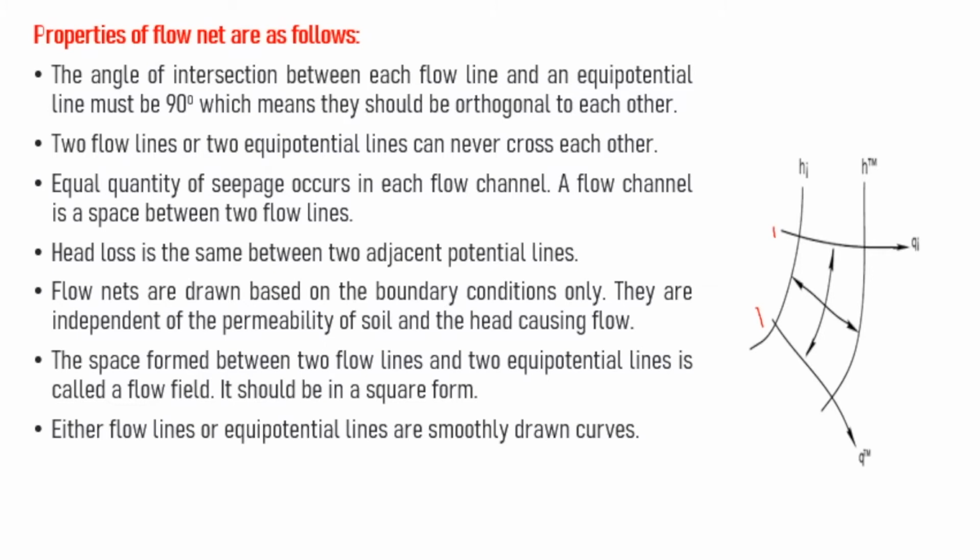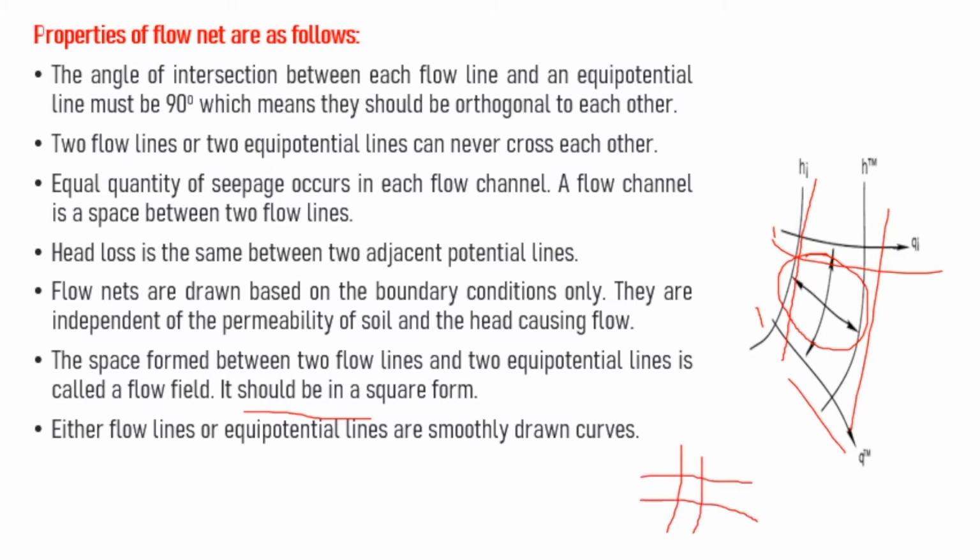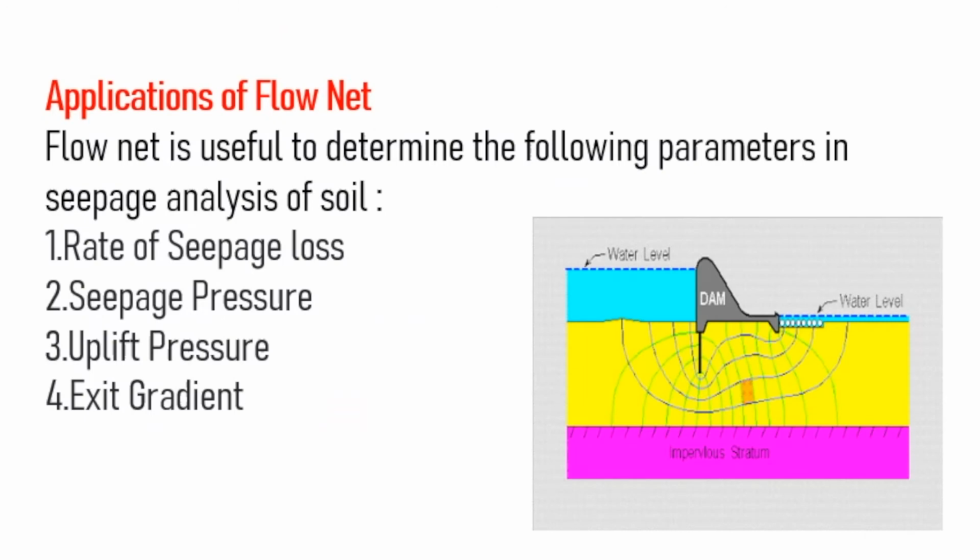The space which is formed between the flow lines and the equipotential lines is a flow field, which should be in a square form. So this particular space between the equipotential lines and the flow lines is usually called a flow field. Either the flow lines or the equipotential lines are smoothly drawn curves. So even if they are orthogonal to each other, these are nothing but perfect curves. These are the properties of flow nets.